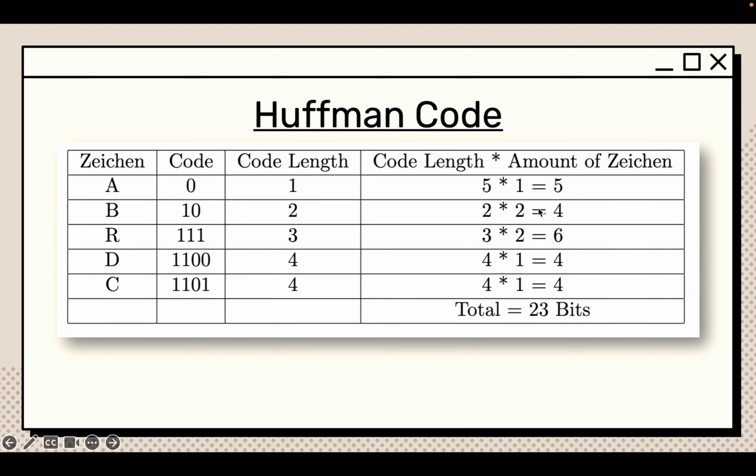Now we can actually find how many bits we use. So in this case, we get the code length: 1, 2, 3, 4, 4. We get the length of how many bits we use. And then we multiply it by the amount of Zeichen, or amount of characters we have in our text. In this case, abracadabra has 5 A's. So 5 times 1 is going to be 5. Then over here it's 2. So we have 2 times 2 is going to be 4, because we use B 2 times. R, we also use 2 times, but we have a code length of 3. So 3 times 2 is going to be 6. And these are going to be 4 and 4. You sum them up, and you get 23 bits. And that's how many bits we use.